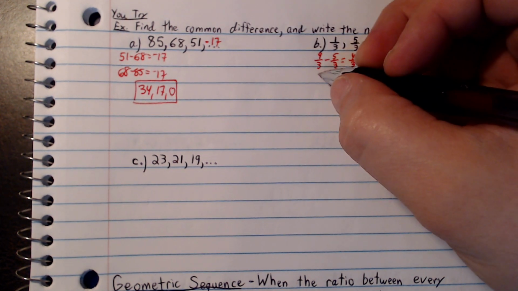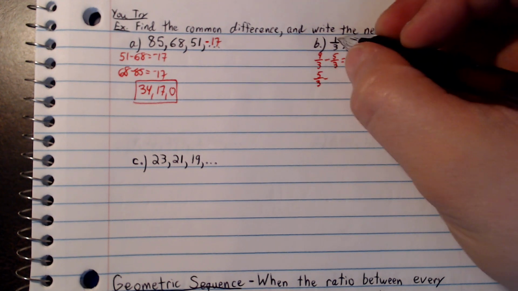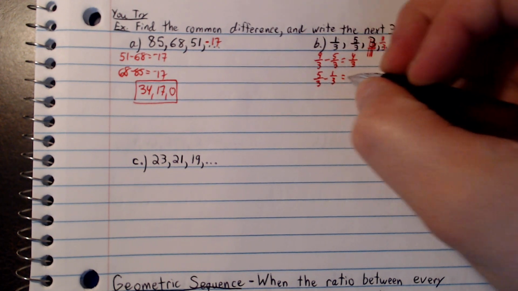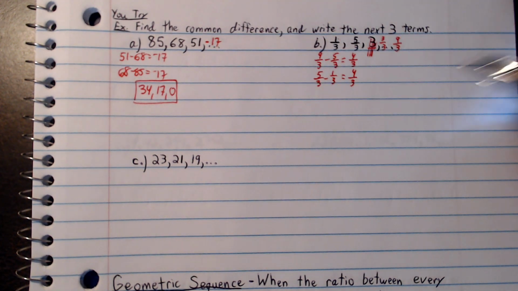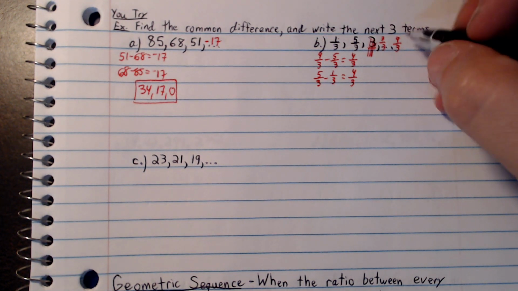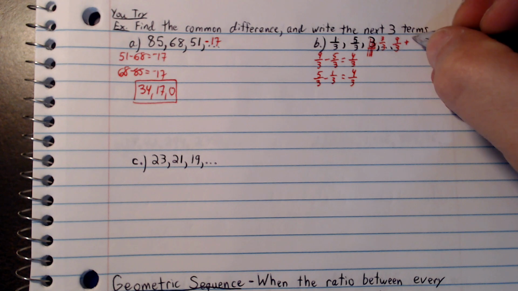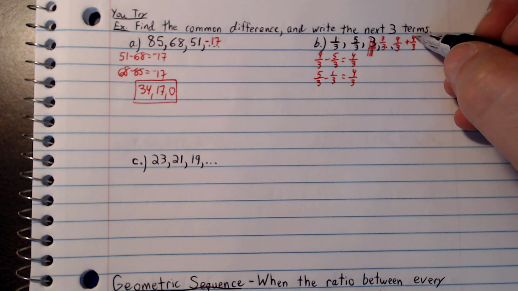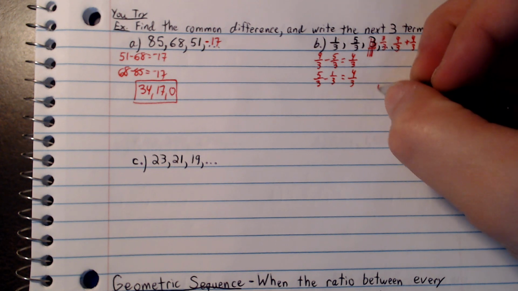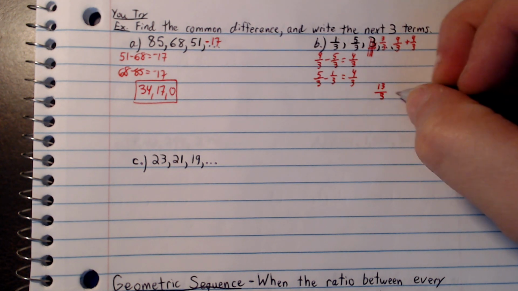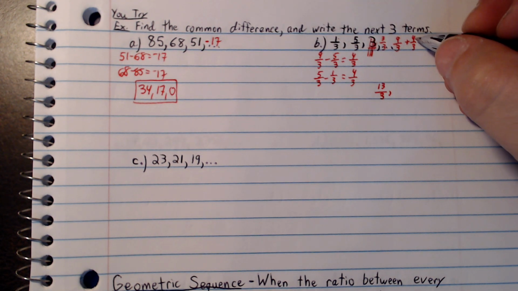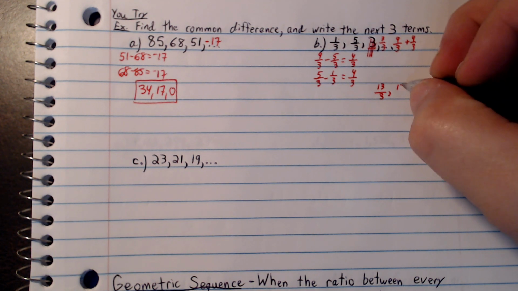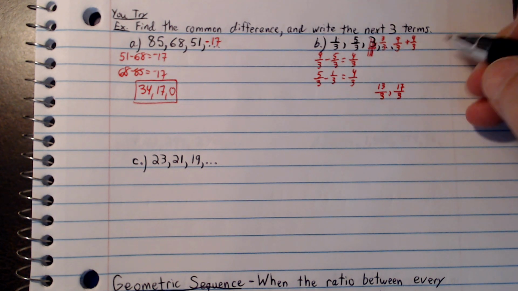Now let's just check one more here. 5 over 3 minus 1 over 3 is 4 over 3 again. So we got 4 over 3 both times. That's our common difference. Because it's positive, we'll be adding 4 over 3. So 9 plus 4 is 13 over 3. 13 plus 4 is 17 over 3.